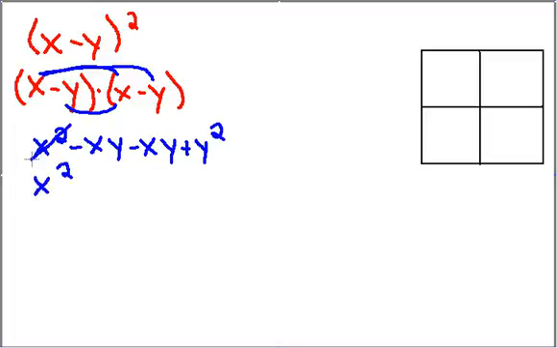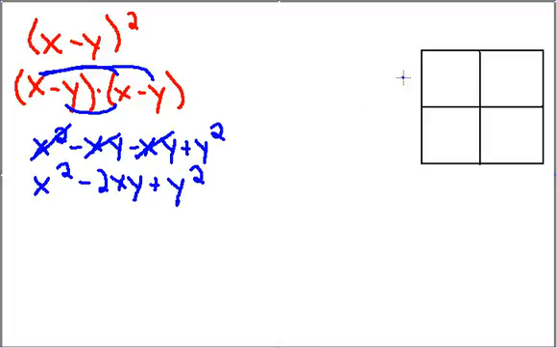The x squared is gone. We have 2 minus xy's, so we're going to have a minus 2xy here. That takes care of that one, and then we are left with the y squared at the end. So whenever you have a binomial, which is x minus y, and you're squaring it, your answer is going to be x squared minus 2xy plus y squared.